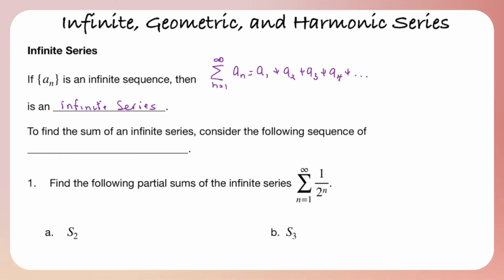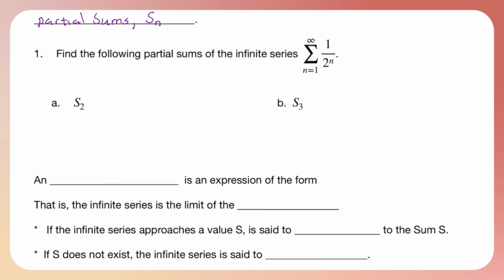Now to find the sum of an infinite series, consider the following sequence of partial sums. So we first find the partial sums and we look at a pattern. So how do you find the partial sums? Well, you just add up those many terms. So if I want to find the partial sum s of 2, that means I'm going to add the first two terms of this series. So the first two terms of this sequence are 1/2 plus 1/4, which is 3/4. That's the partial sum for this one.